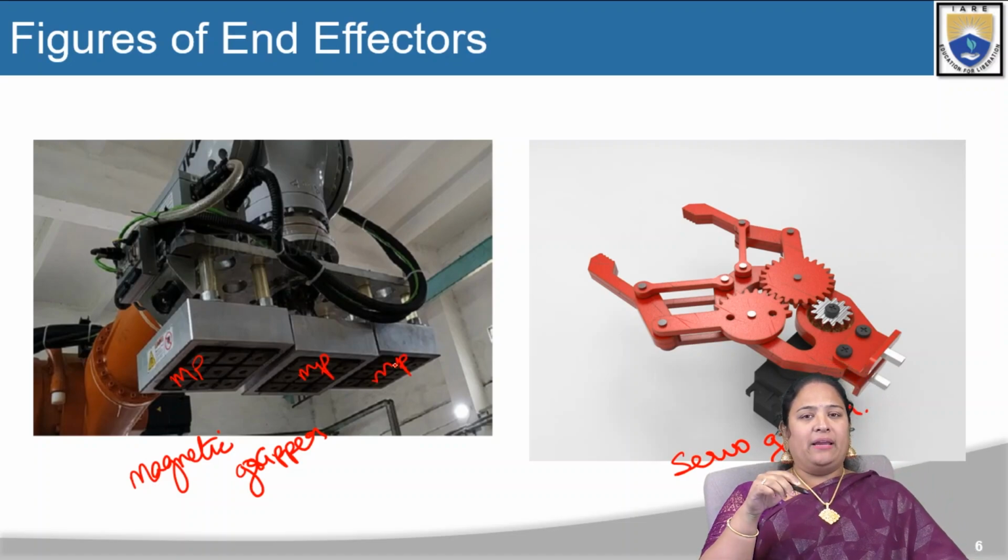Depending upon the size of the object, depending upon the size of the product, this magnetic gripper will be used. That is, the magnetic panel will be used. Generally, magnetic grippers are used in turbine industries, steel industries, and power plants. Depending upon the size of the product, the magnetic panel will be selected.